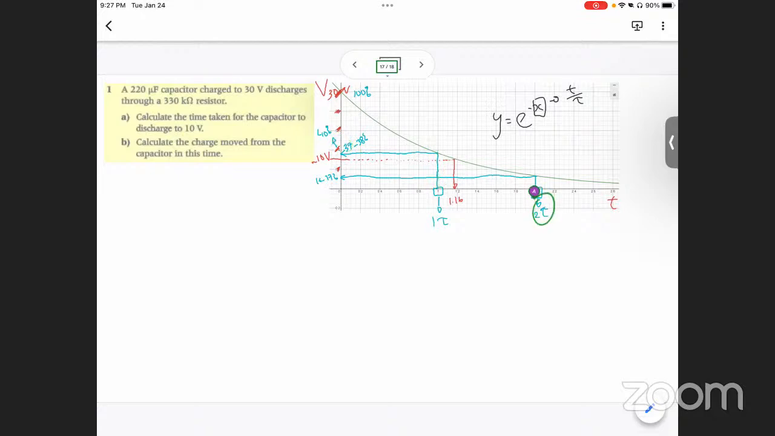2 tau, right? So again, if this is equal to 2 tau, then x is 2 tau over tau, so e to the power of minus 2. There you go, 16.7%. That's what it means mathematically.